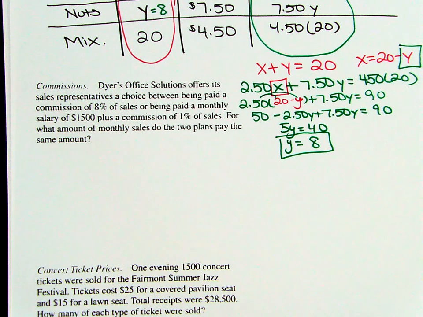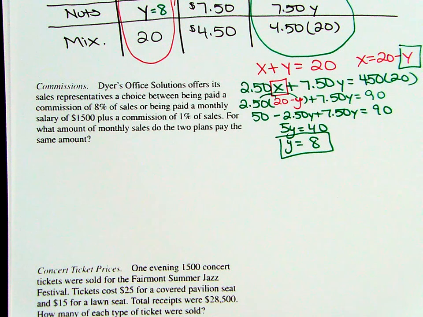Dyer's Office Solutions offers a sales representative a choice between getting paid a commission of 8% of sales or being paid a monthly salary of $1,500 plus a commission of 1% of sales. For which amount of monthly sales do the two plans pay the same amount? All right, so here's what we know.